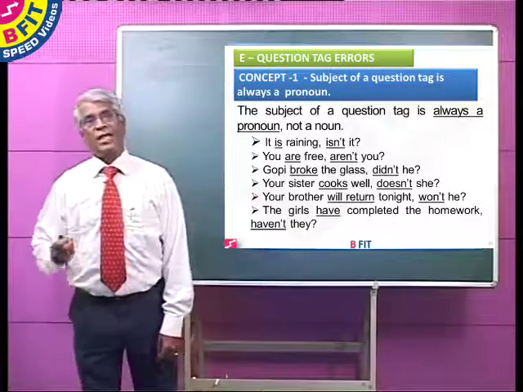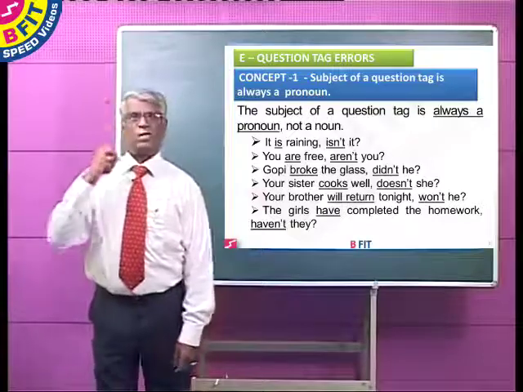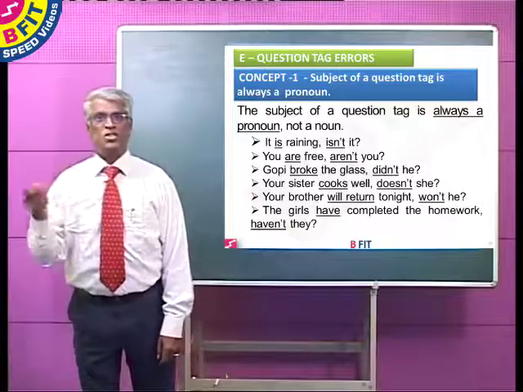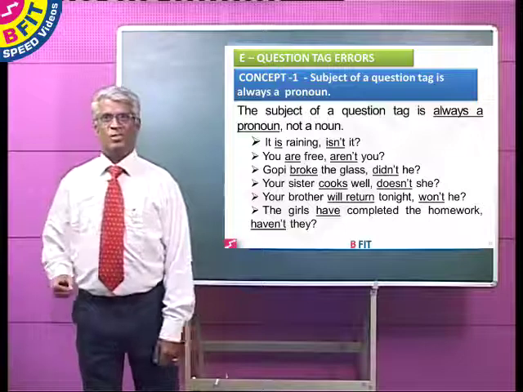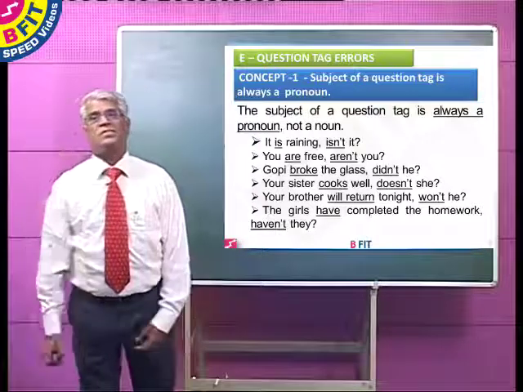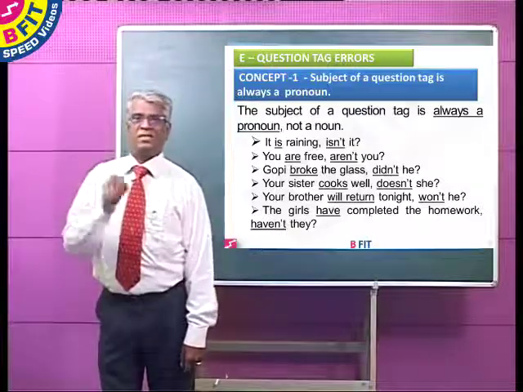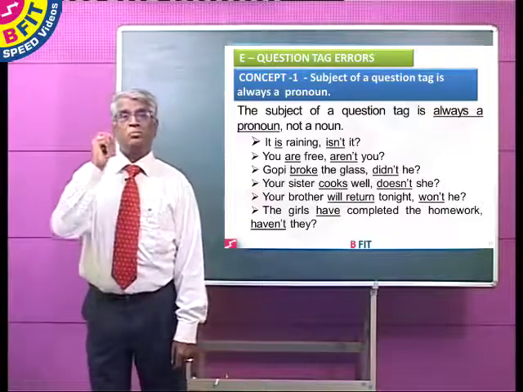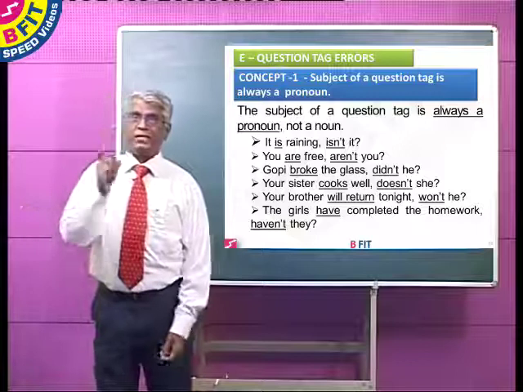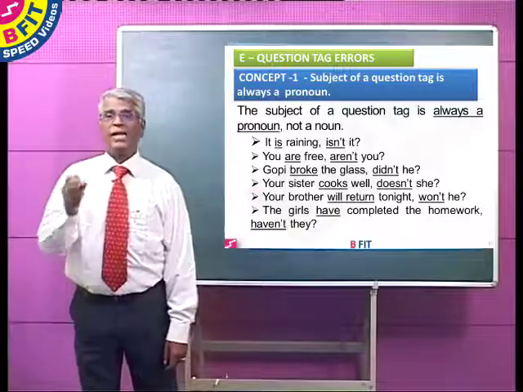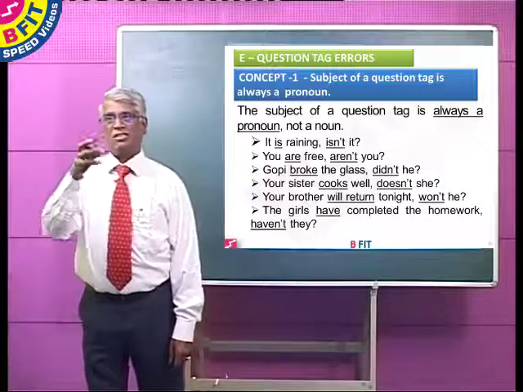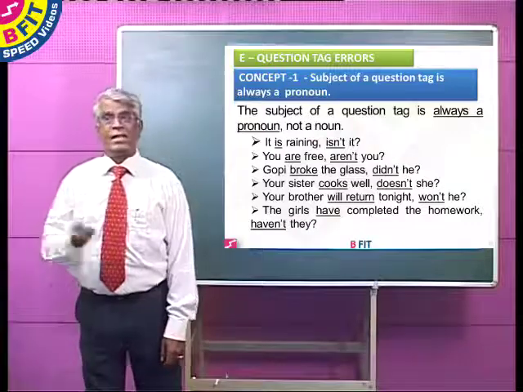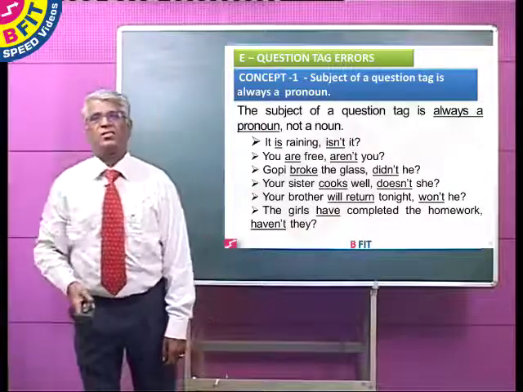Now, a question tag should always use a pronoun and not a noun. What's the difference between a noun and a pronoun? A pronoun is used in place of a noun. Now, look at the first sentence there. It is raining. That is the sentence. Whenever you have to find a question tag, you should be able to locate the verb first. Here the verb is. So use N-apostrophe-T. That is a shortened negative question. Here a pronoun is already used, it. Therefore, it is raining, isn't it? Is the correct question tag.